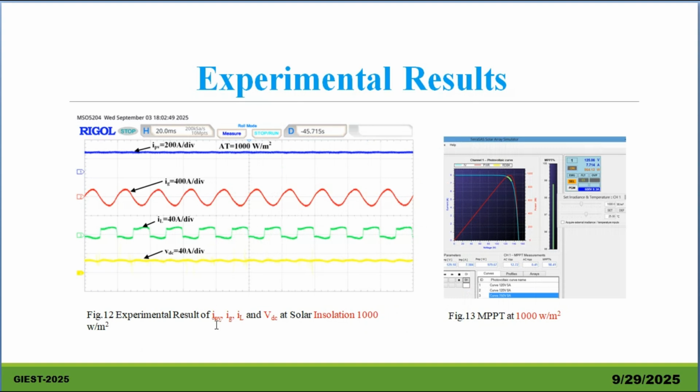Experimental results in figure 12: PV current, grid current, load current, and VDC at solar insolation of 1000 watt per meter square. Here, with solar power generation at 1000 watt per meter square, the PV current is somewhere around 200 ampere per division, while the grid current, load current, and VDC link are maintained constant. In figure 13, MPPT at 1000 watt per meter square is showing approximately 99%.